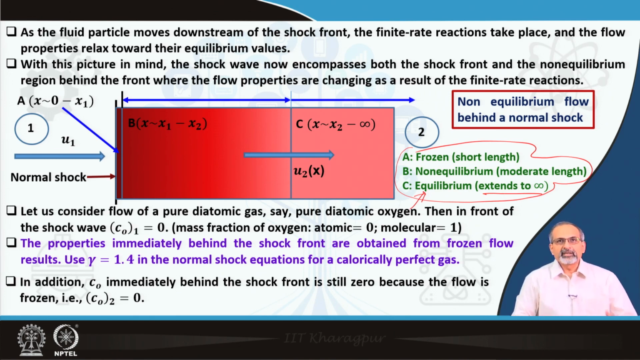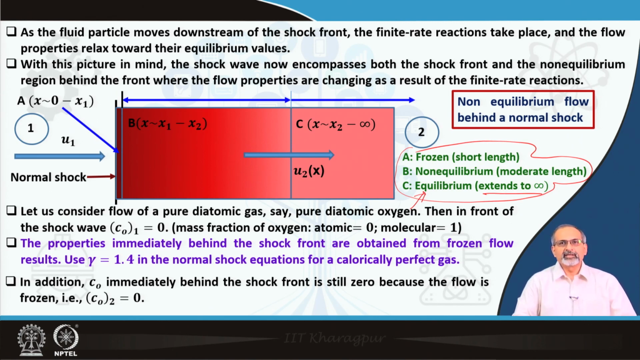As the fluid particles move downstream of the shock front, the finite rate reactions take place. Due to the finite rates of the chemical reactions, the flow properties would relax towards their equilibrium values. And when we keep this picture in mind, the shock wave encompasses both the shock front and the non-equilibrium region immediately behind the front, followed by the equilibrium region, which would come out later.